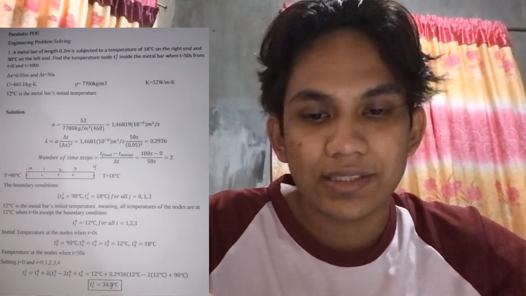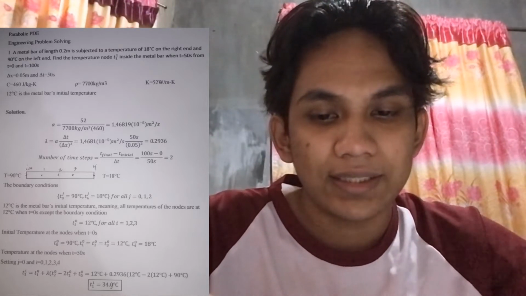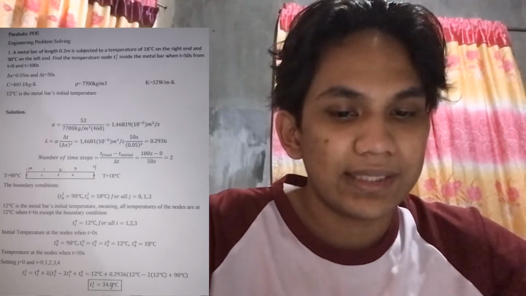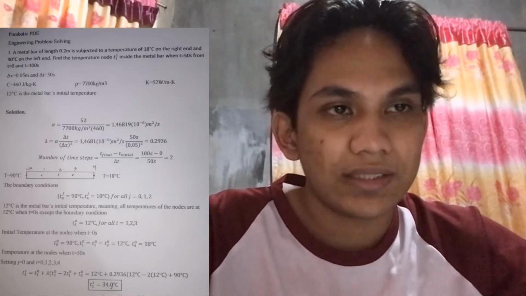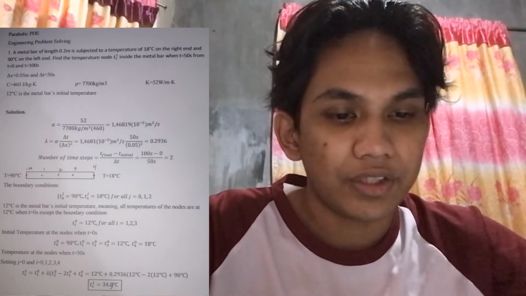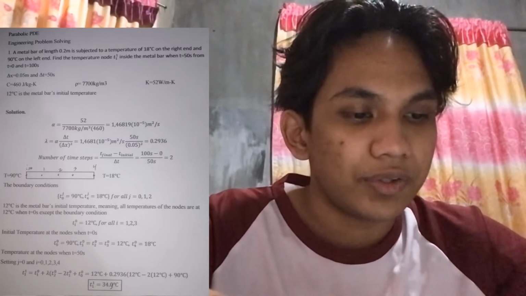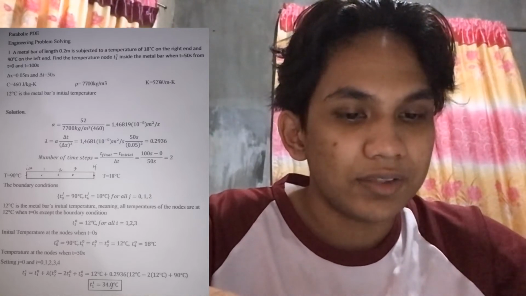For the specific heat, we have 460 joule per kilogram K. For our density, we have 7,700 kilogram per cubic meter. For our thermal conductivity, we have 52 W per meter K.